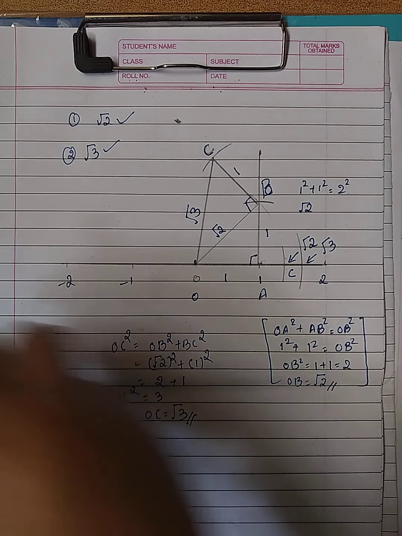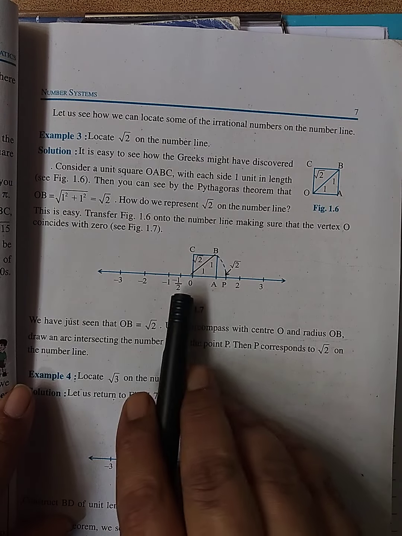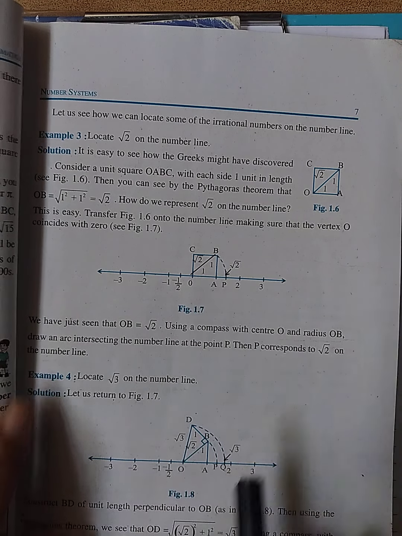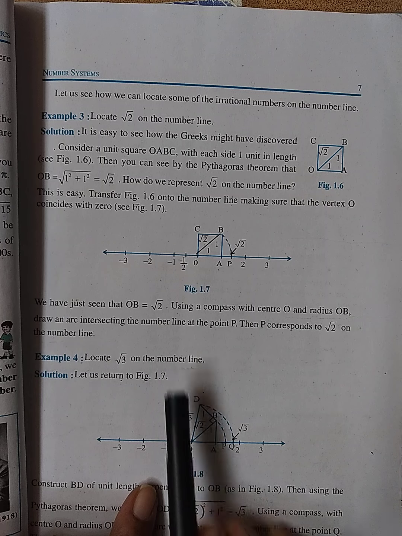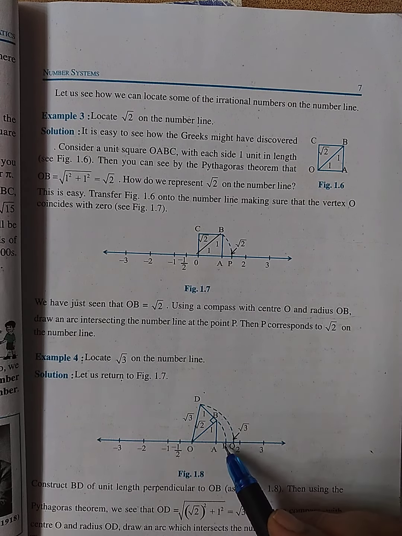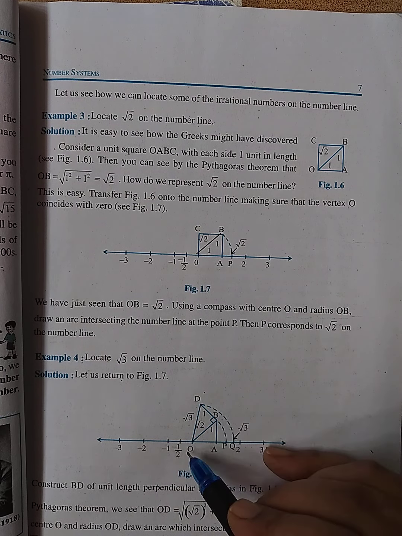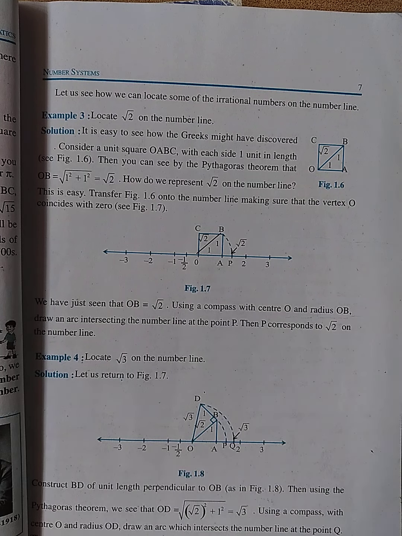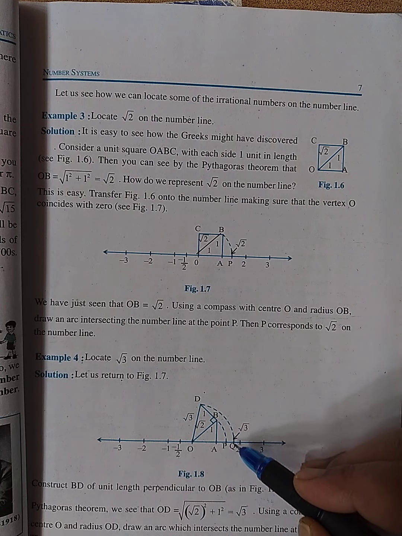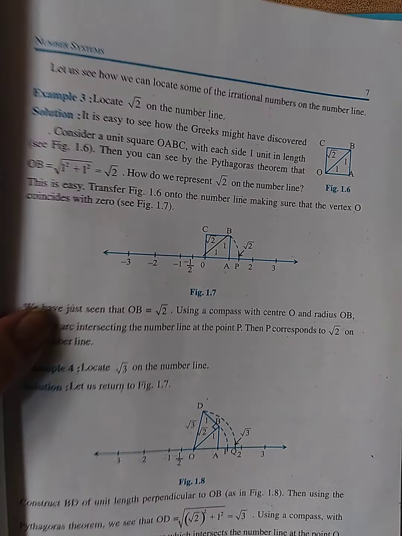See here, in the textbook also it is given in detail. You may see there also. Here 1 unit and root 2. Locate root 3 on the number line means here root 2 is located, and making OB as one side, again triangle OBD is constructed and you will get OD as root 3. This is the point Q. I hope you have understood the procedure.